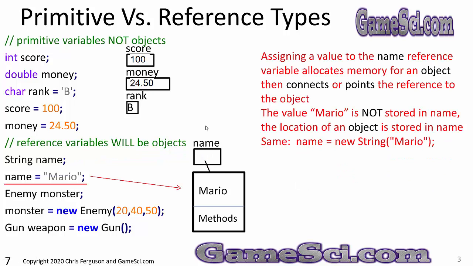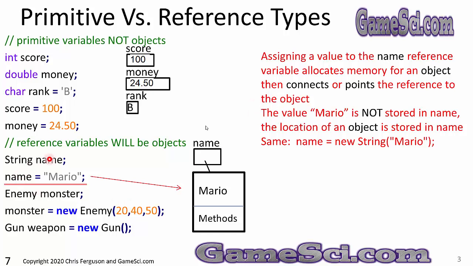Let's assign it an object. Name equals "Mario". In Java, all you have to do is assign a string literal to an object variable, and it will allocate and build the object for you. Assigning a value to the name reference variable allocates memory for an object, then connects or points that reference to the object.